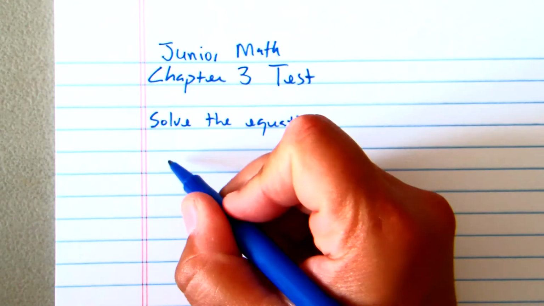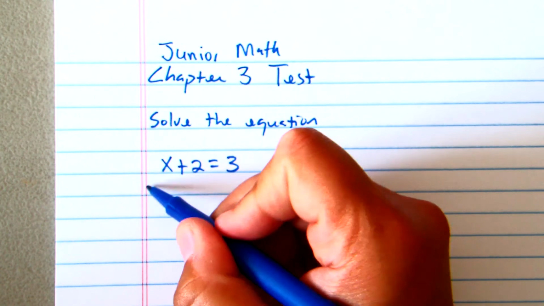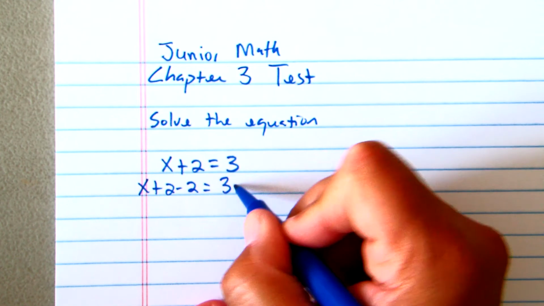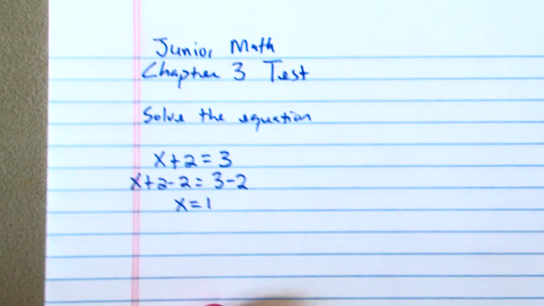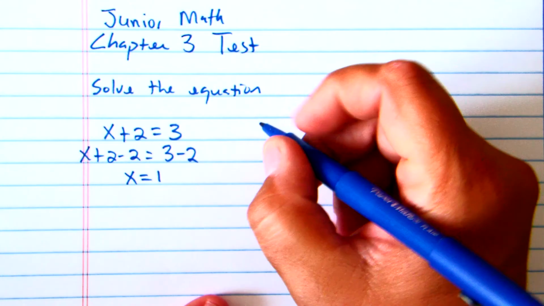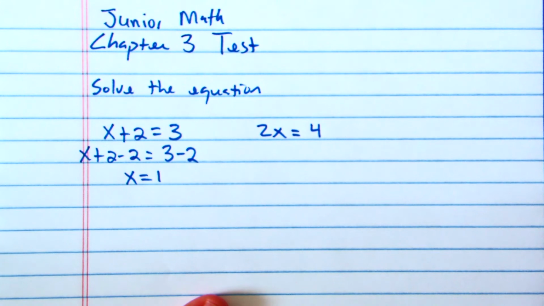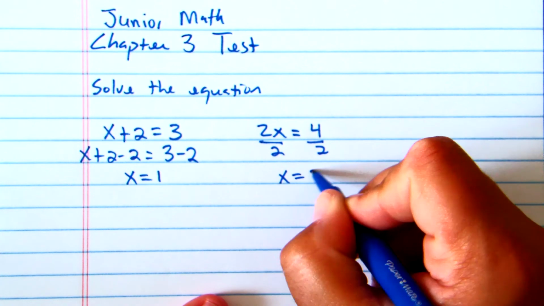So if we had something like x plus 2 equals 3, we would simply go x plus 2 minus 2 is equal to 3 minus 2, and x would equal 1. If we had something along the lines of 2x equals 4, then what's being done to the x is 2 times x, so divide both sides by 2, and x will equal 2.